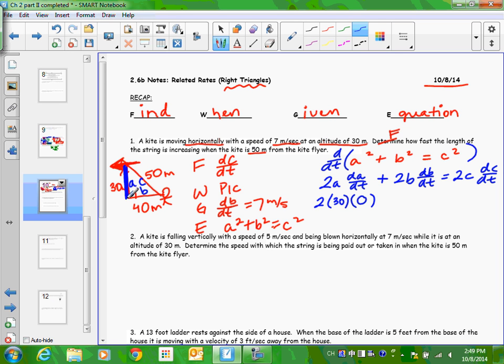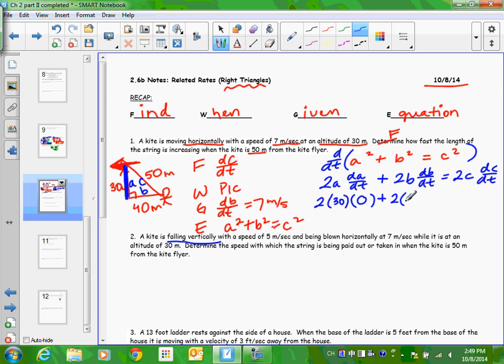Is this only for right triangles? It really works for any problem, but it's most important for right triangles. A is not changing. Now, in a minute, we're going to talk about a kite falling vertically. That's going to be what dA over dt is. So don't make the problem more complicated. Don't say, well, what if A is changing? No, if they don't tell you it is, it's not. Okay? So let's continue with this.